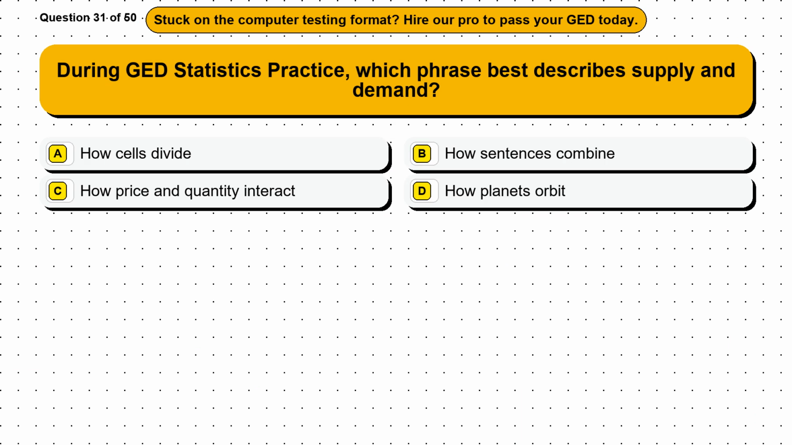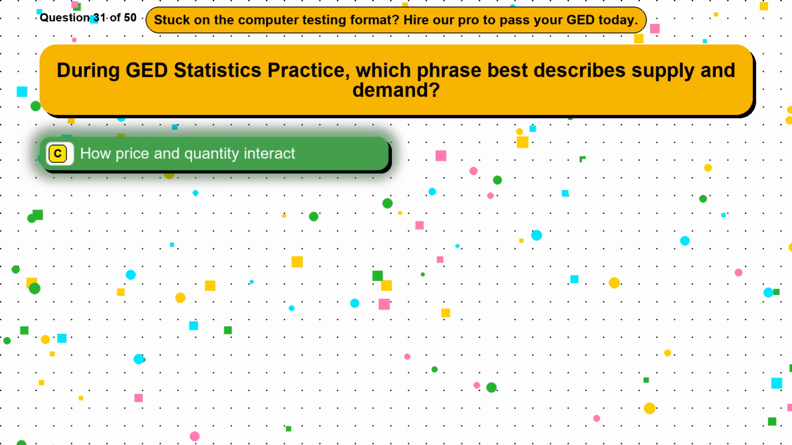Question 31. During GED statistics practice, which phrase best describes supply and demand? Option A. How cells divide. Option B. How sentences combine. Option C. How price and quantity interact. Option D. How planets orbit. The correct answer is option C.